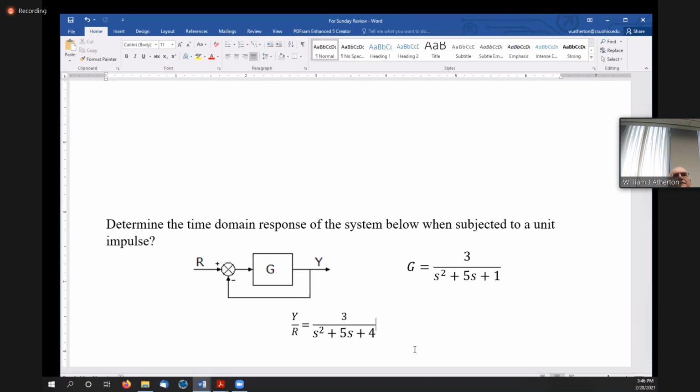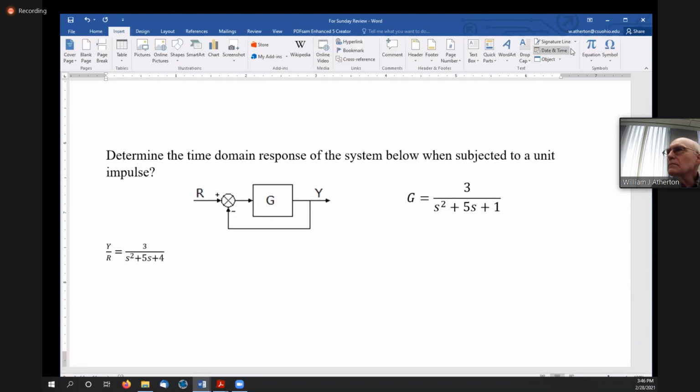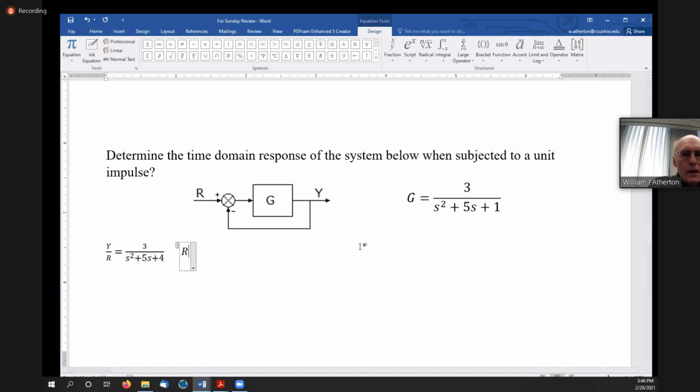Okay, so if it's a unit impulse, then we know that R is equal to 1. And this is R in the Laplace domain. This is the Laplace transform of a unit impulse. So all I have to do is multiply this by 1, and then find the inverse Laplace transform. And see what we get.